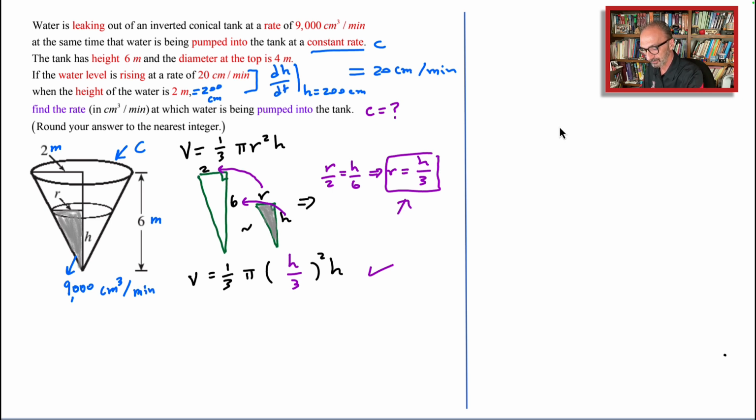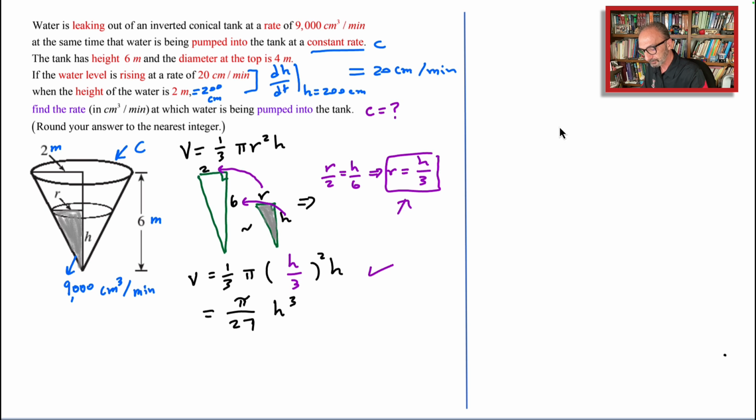Going back to the problem, simplifying, now H over 3 to the second will be H to the second over 9, and I do have another 3 in the way. That will give me 27. Pi on top, because that's a constant. Pi over 27 is a constant. And H to the second, another H, will have H to the third.